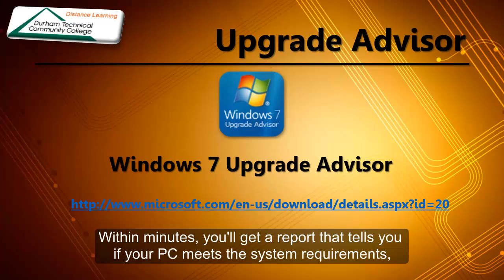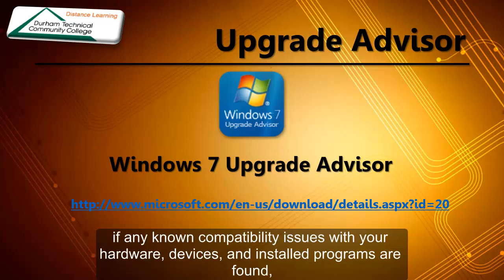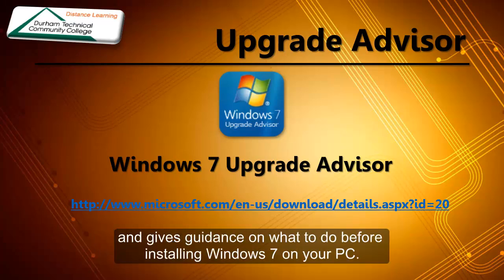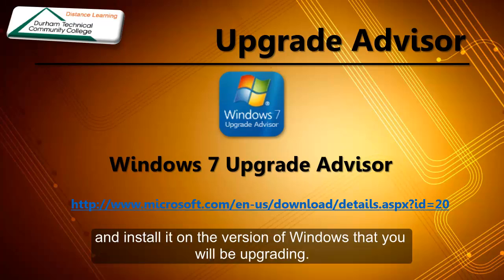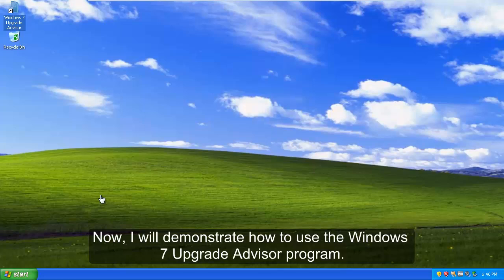Within minutes, you'll get a report that tells you if your PC meets the system requirements, if any known compatibility issues with your hardware devices and installed programs are found, and gives guidance on what to do before installing Windows 7 on your PC. Now before we begin, you will first need to go to the Windows website below and download the Windows 7 Upgrade Advisor program and install it on the version of Windows that you will be upgrading. Now, I will demonstrate how to use the Windows 7 Upgrade Advisor program.